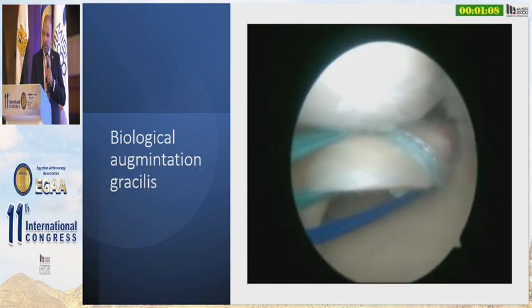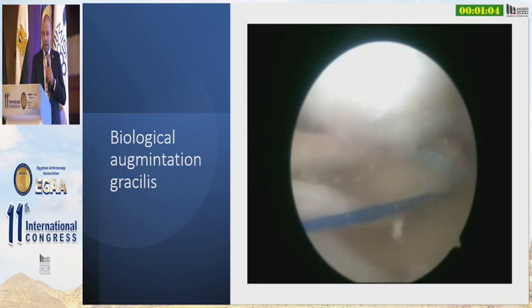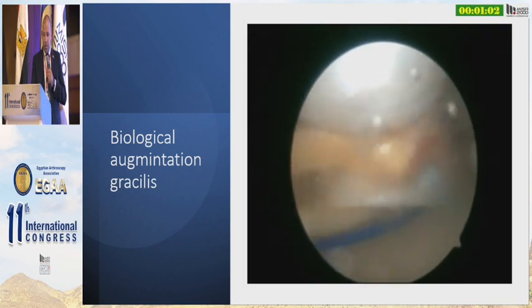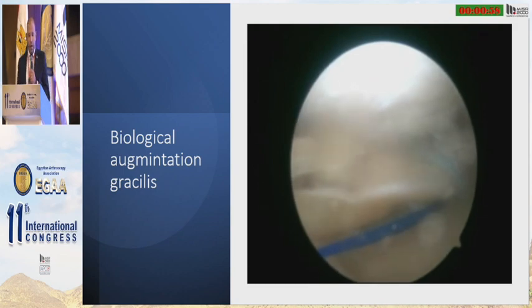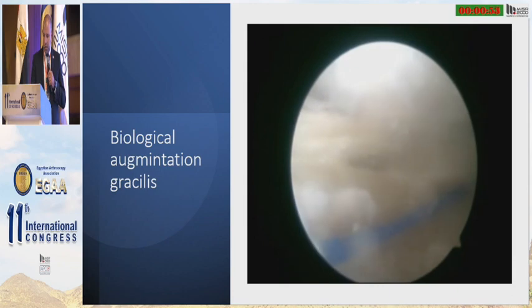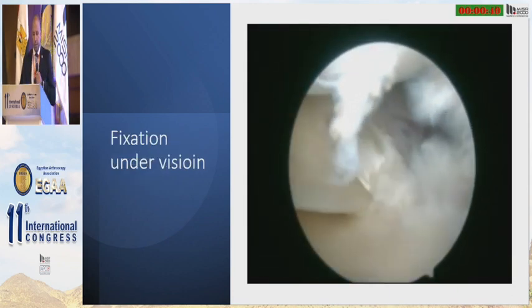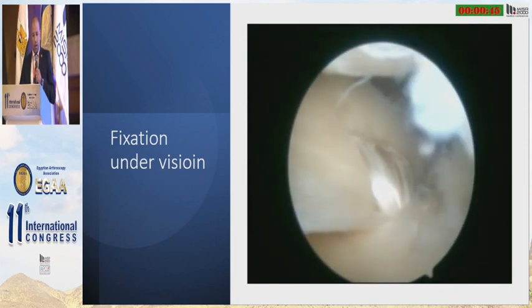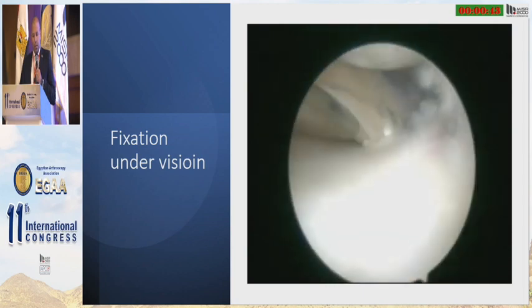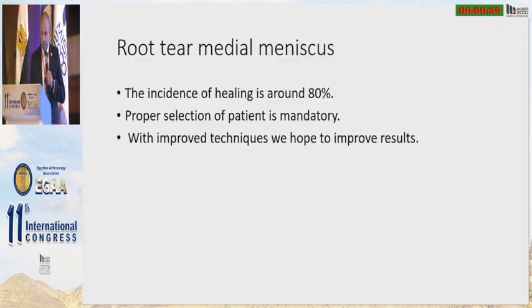After I pass this tape in the transtibial tunnel, I use the AC bond to pass a gracilis tendon free graft through the meniscus. So I have two types of fixation, one is fiber tape and the other one is a biological gracilis tendon. And then I pass the gracilis tendon in the tunnel, and I do fixation under vision, under arthroscopic control. I reduce the meniscus and I fix the gracilis tendon and the tape in position.